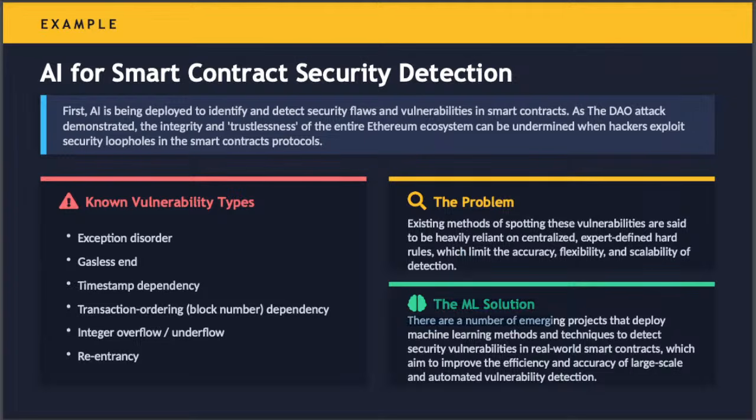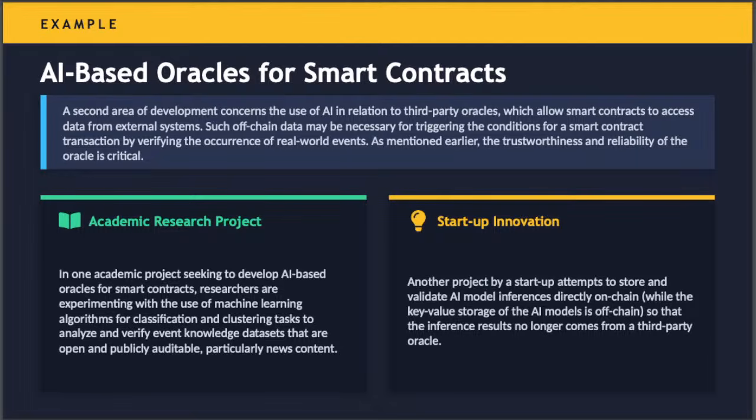Then we have the machine learning solution. There are a number of emerging projects that deploy machine learning methods and techniques to detect security vulnerabilities in real-world smart contracts, which aim to improve the efficiency and accuracy of large-scale and automated vulnerability detection. So there it is, having AI try to take a look. But as we see here, it's not very good at seeing things like that. It can overlook things that the expert would quickly detect.